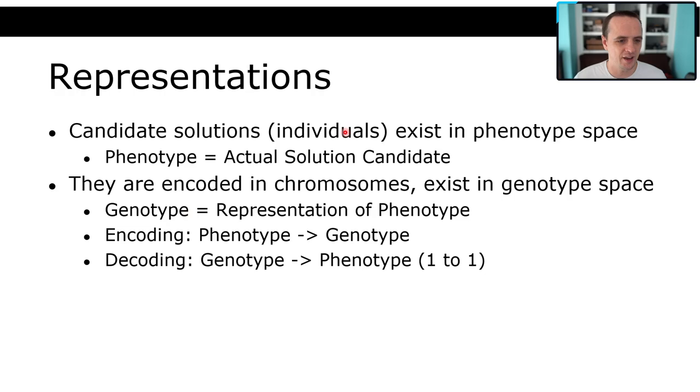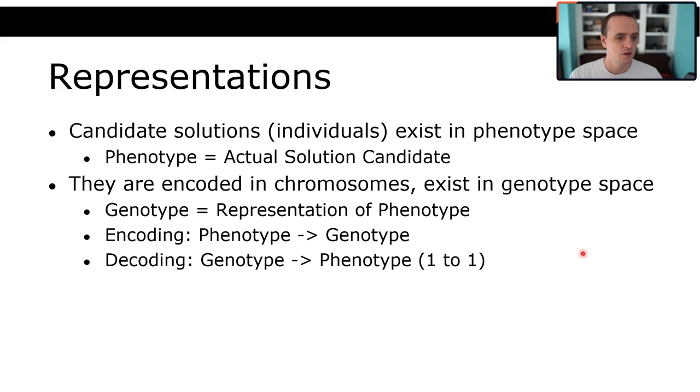We can't directly combine two schedules. We have to get the genotype of the schedule and then recombine the genotypes. So the encoding means taking the actual problem, the phenotype, the actual individual, and converting it into its genetic representation. And then decoding takes the genetic representation and turns it back into the phenotype. So you have to have a one-to-one mapping from genotype to phenotype.